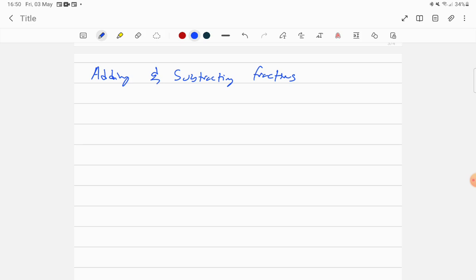So in this instance, if you were to have, for example, 2 over 4 plus 3 over 4, you would just add the numerators and then the denominator will remain the same. So this would just be 5 over 4.